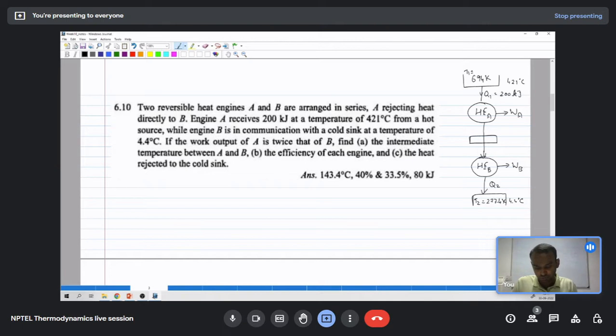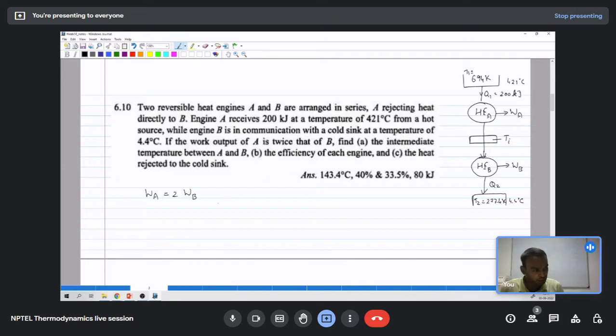If the work output of A is twice that of B, find the intermediate temperature between A and B, the efficiency of each engine, and the heat rejected to the cold sink. So we can say the intermediate reservoir is maintained at a temperature Ti. Now we have been told that work output of heat engine A is twice that of work output of B. So WA is equal to 2 times WB.